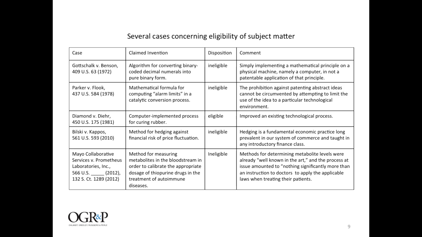Diamond v. Deere, computer-implemented process for curing rubber. Now, you'll notice this one is eligible, right? Because it improved an existing technological process. Well, that was because in Diamond v.